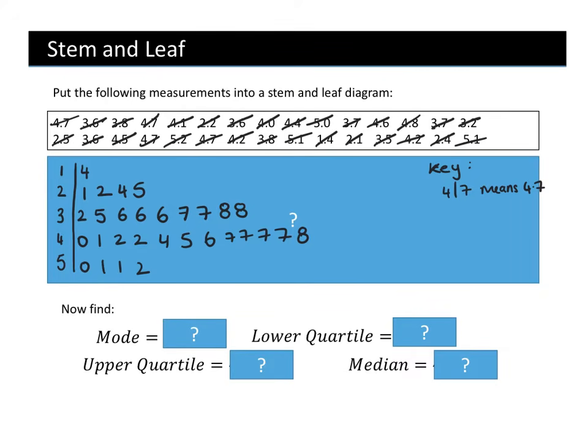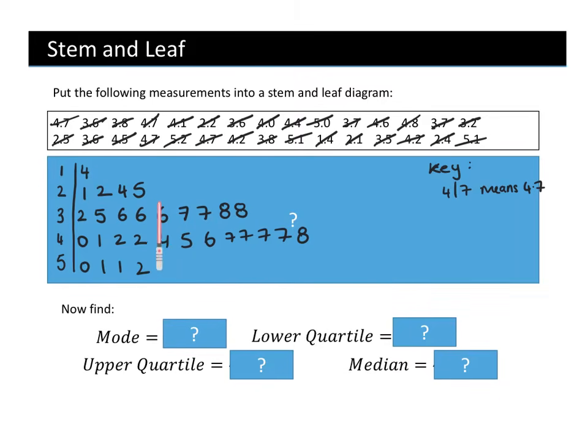Okay, so this is a completed stem and leaf diagram. We've got our key and we've also got all of our data sets in. Okay, now what we're going to look at is finding the mode, the lower quartile, the upper quartile, and the median. Okay, so this is easily done from this set of data. Now, first of all, the mode is the most common number. Okay, so if I look at this data set, the most common number, I can see there's 4 7s in this row.